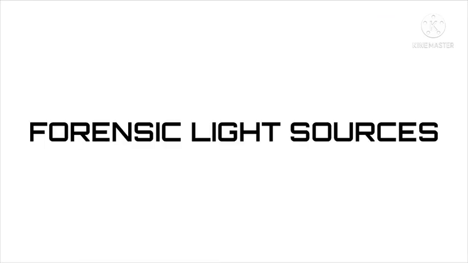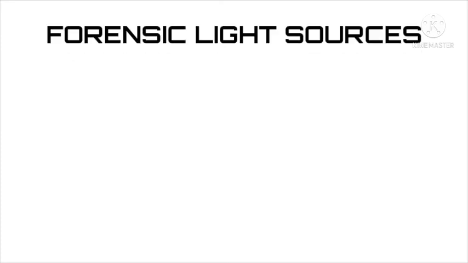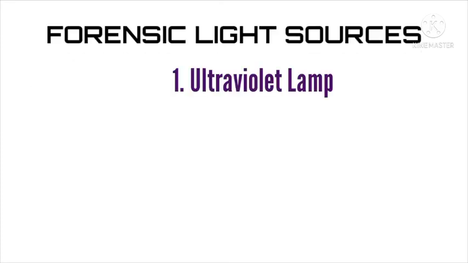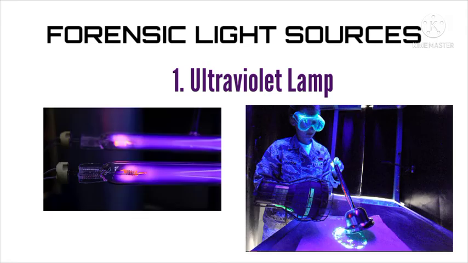Next is forensic light sources. The number one source is the ultraviolet lamp. Ultraviolet lamps used in forensic work come in a variety of shapes, sizes, and power. Some units are portable, battery operated, easily carried, and can meet the rugged and rigorous demands of field work.